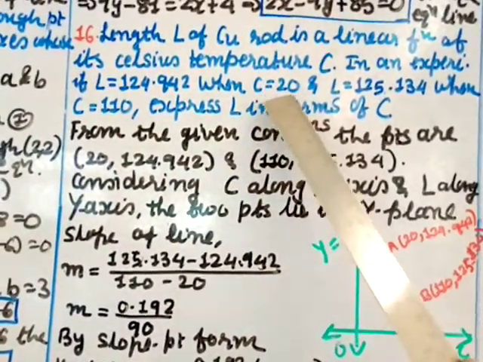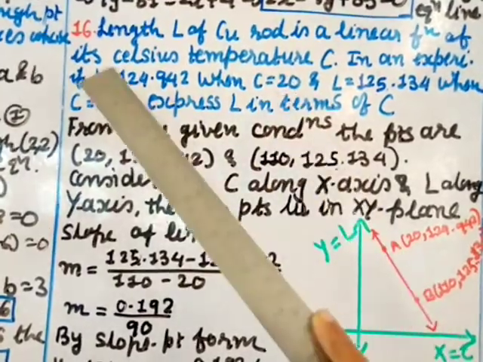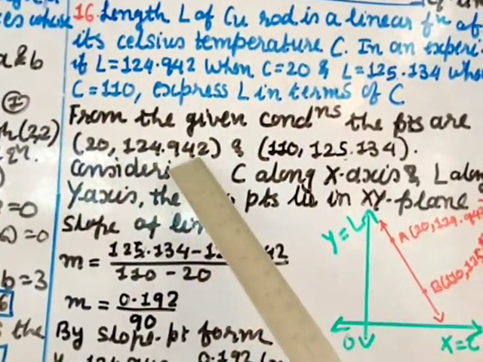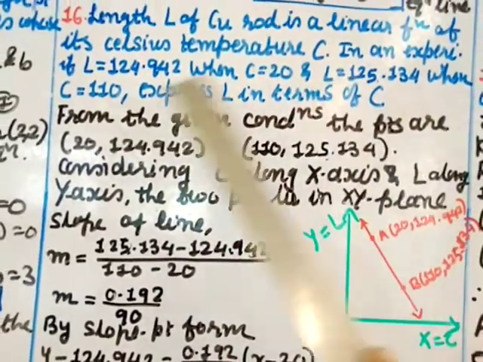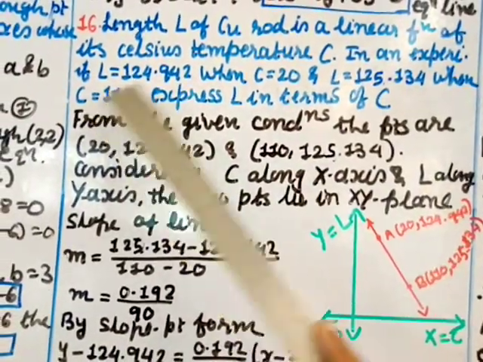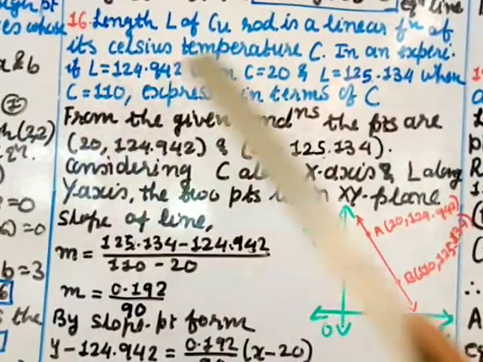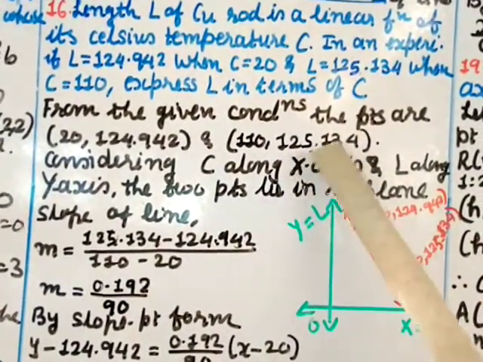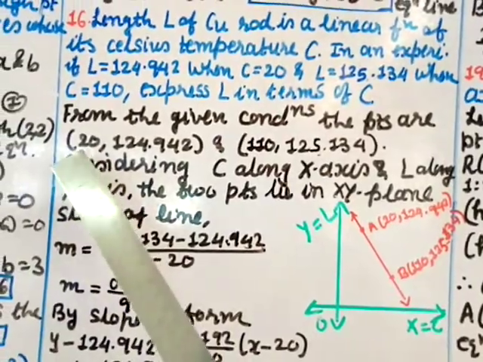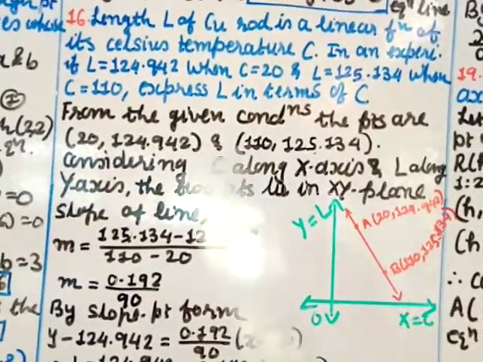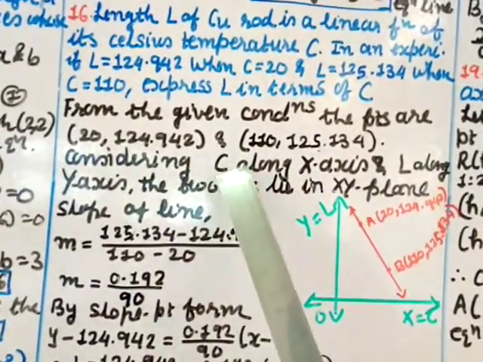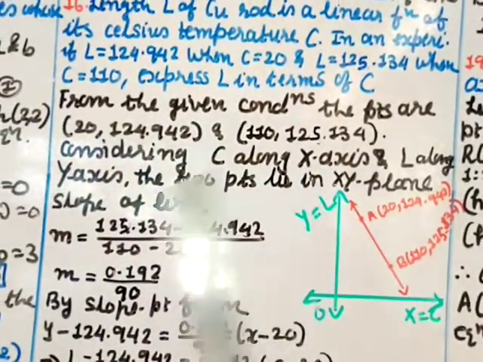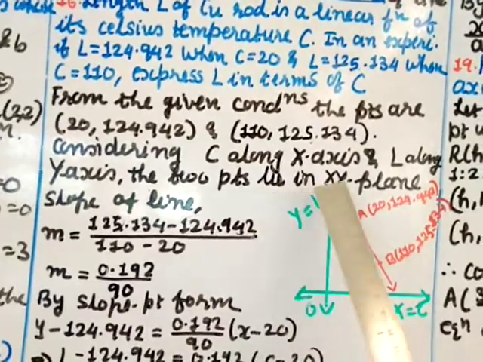So I can write from these two. This is x coordinate, y coordinate, so I can write 20 and y coordinate as 124.942. And for the second experiment, C as x and L as y, so this is 110 and 125.134. So this is like (x1, y1), (x2, y2). So these are 2 points, considering C along the x-axis and L along the y-axis. According to that only I have taken the points. The 2 points lie on the xy plane.